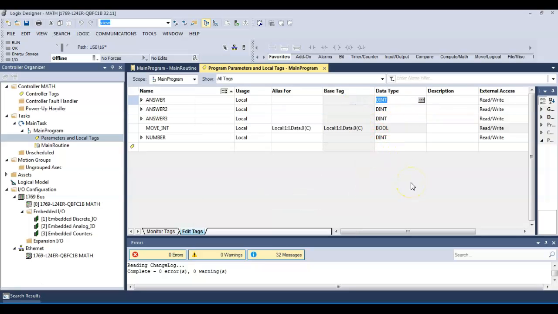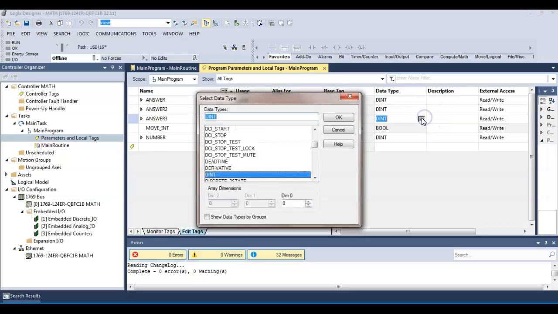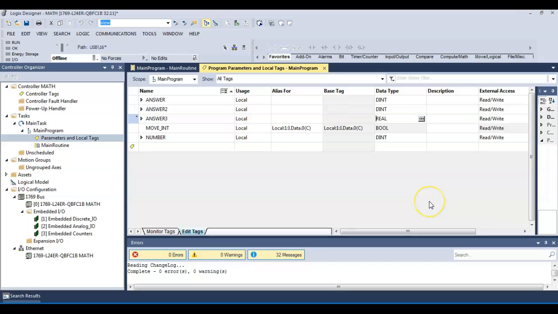So what we would do is answer 3. Then I could come up here and change this right here. So I come over, click right here, and change this to a what? Change this to a real number. Are we okay? Does that make sense?